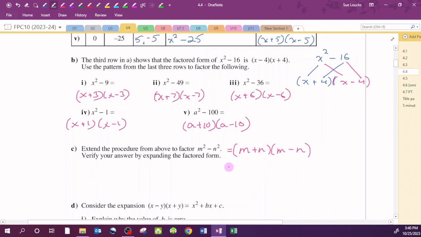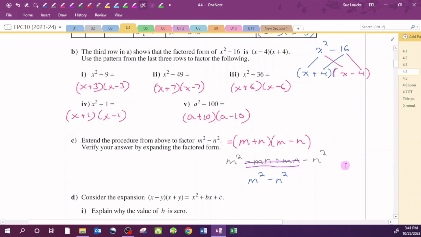So m times m is m squared. M times negative n is negative or minus mn. And then we have plus mn and then minus n squared. And then you'll notice that we have minus mn plus mn, which equals 0. So that just goes away. And we're left with m squared minus n squared. Okay.